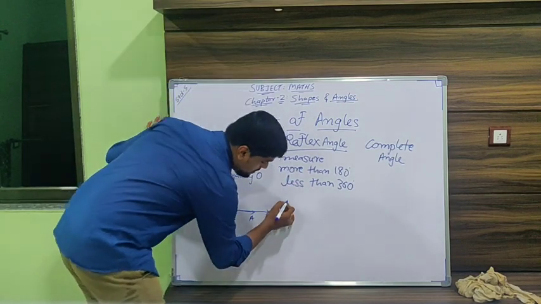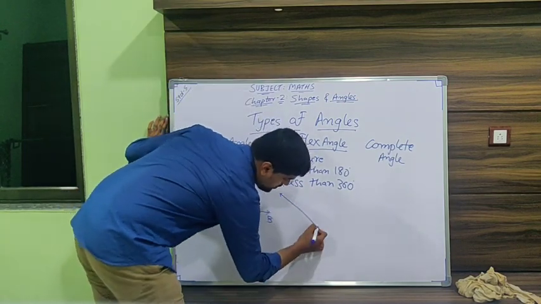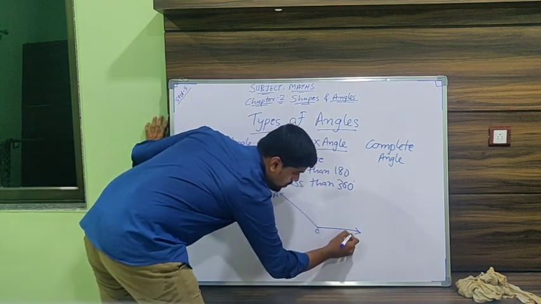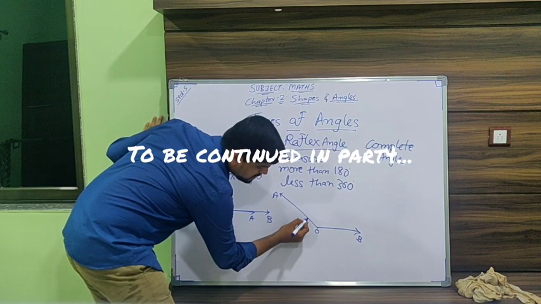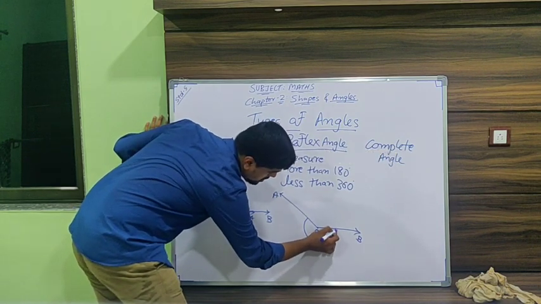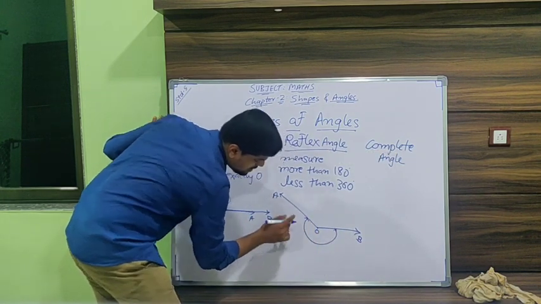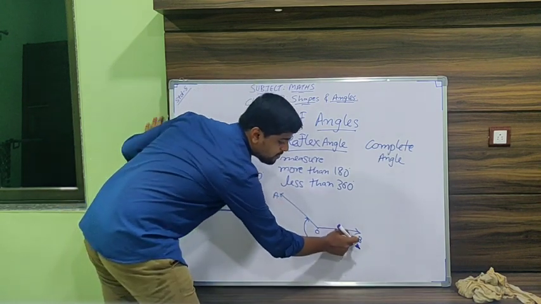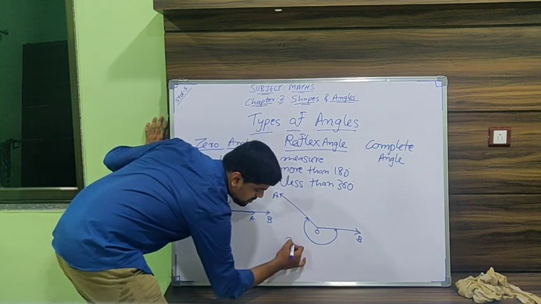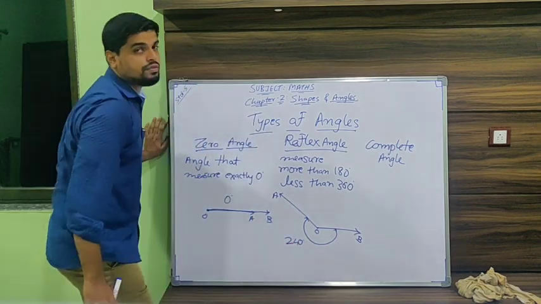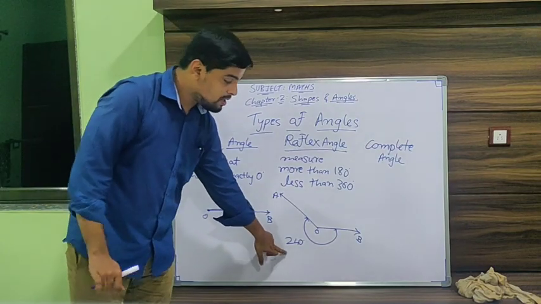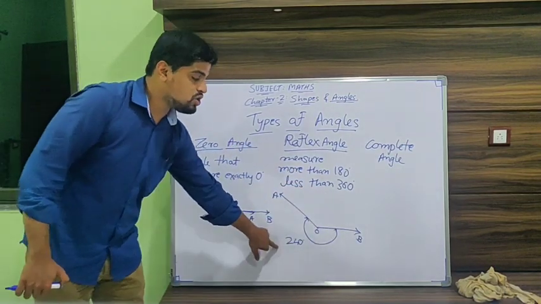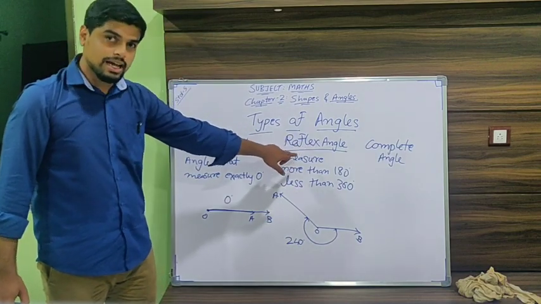Let's take an example. If I draw angle AOB, so the distance between arms AO and OB is 250 degrees. So the distance is more than 180 but less than 360. Such an angle is known as a reflex angle.